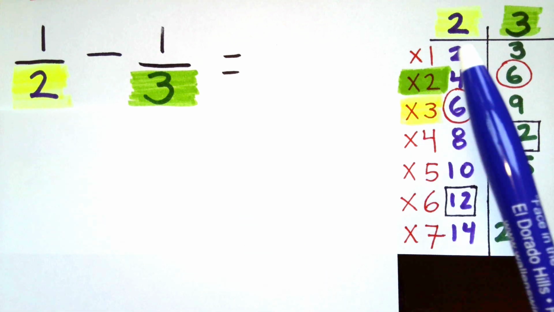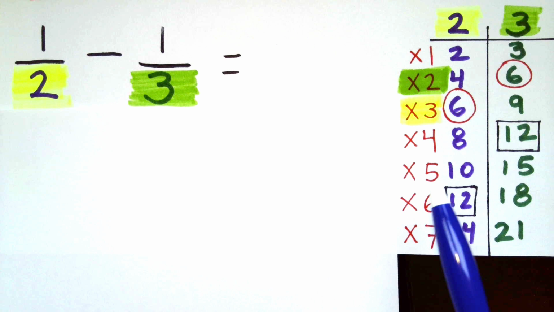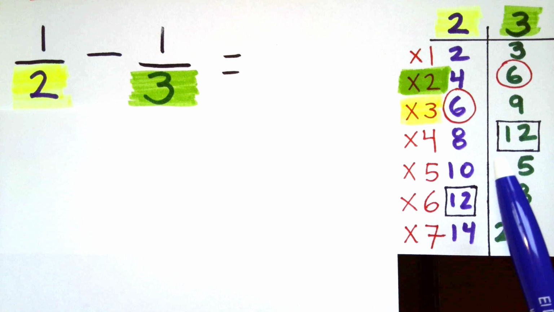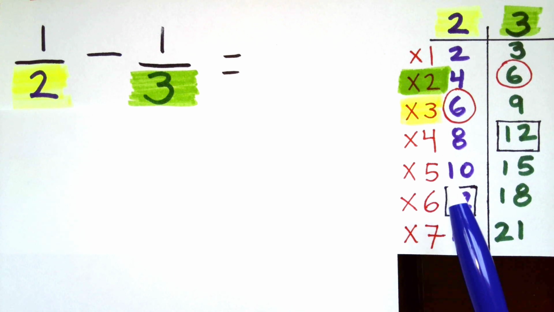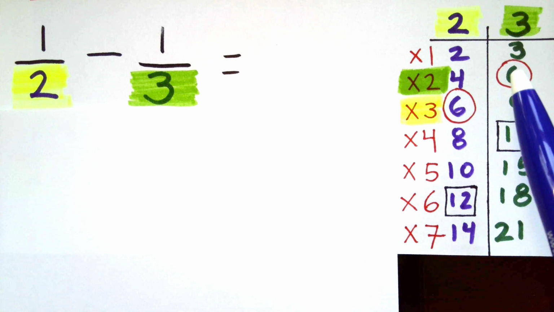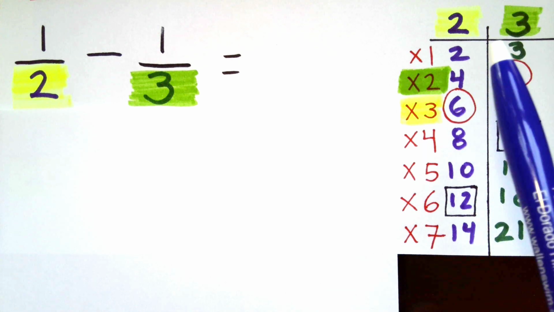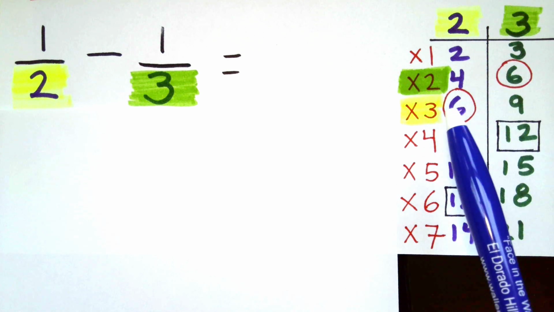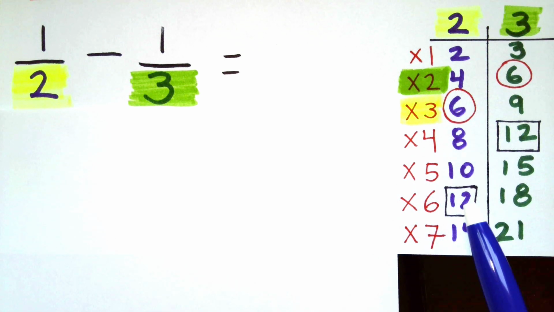Now, let's take a look. What number do both 2 and 3 share? What product? Remember, product is an answer to a multiplication problem. Well, I can see here they both share 12. What other numbers? Oh, they both share 6. 6 is the common denominator. It's the smallest common denominator.